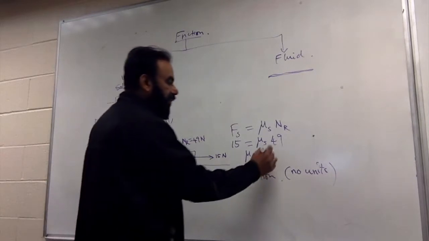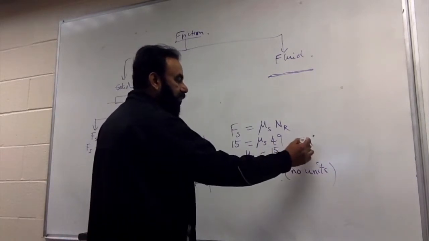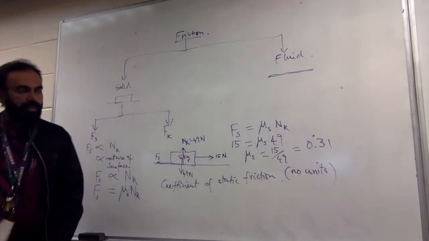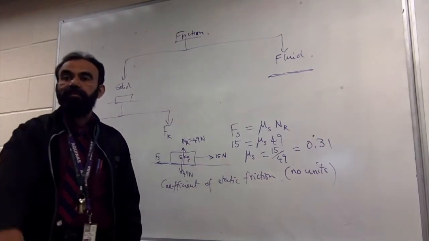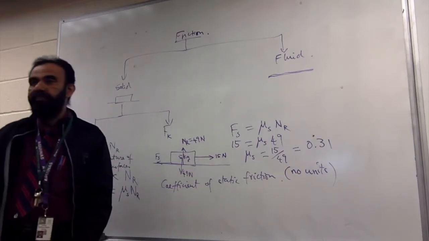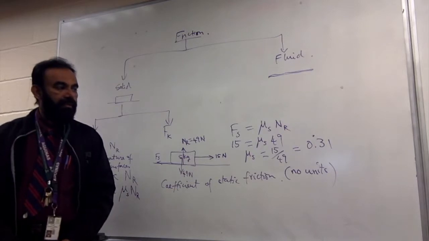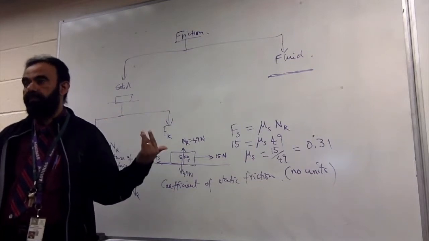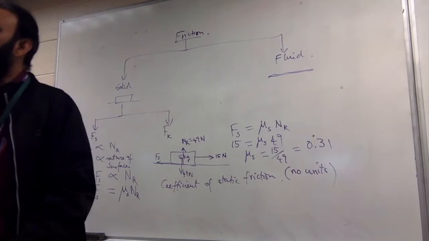15 over 49, which in decimals is 0.31. What is 0.31? It is the coefficient of static friction between the book and the table. Make sense? That's the coefficient of static friction between the book and the table. And between the book surface and the table surface, that is a number, whatever be the object. Like if I keep 2 books, doesn't matter, still the same thing applies.